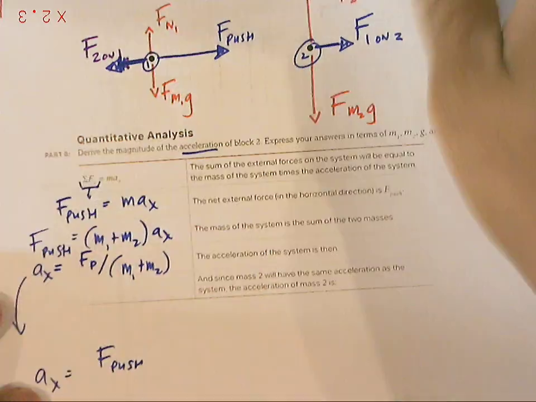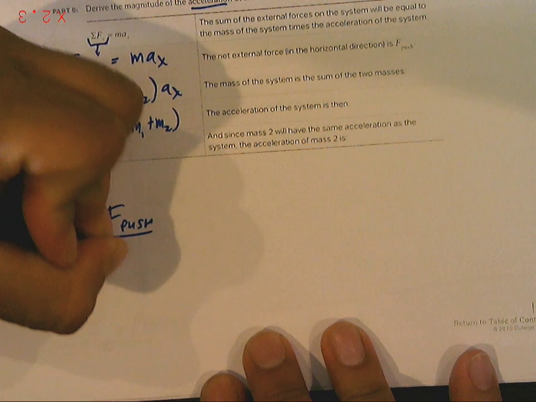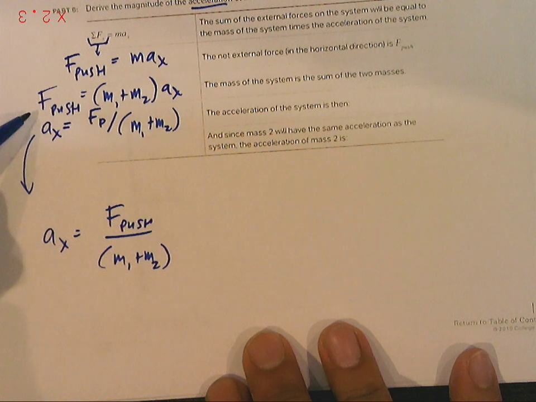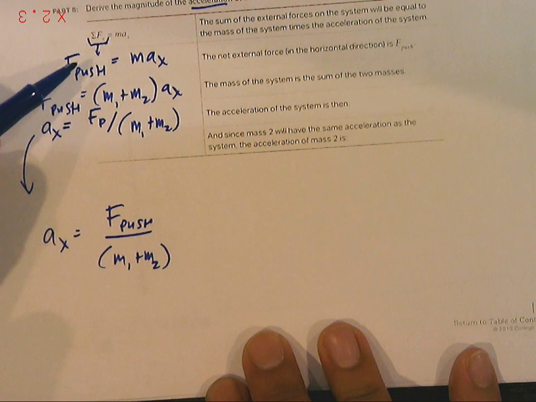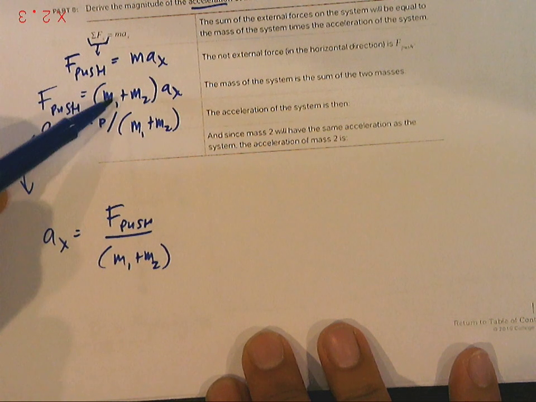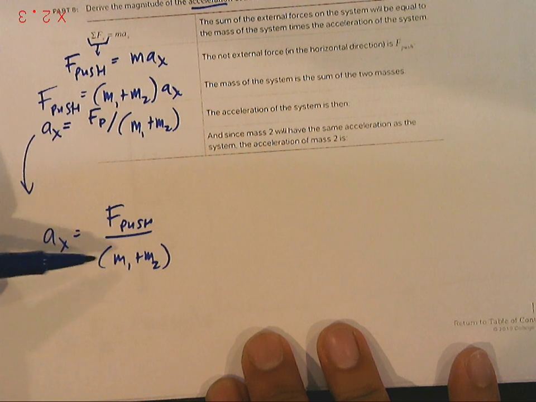Sorry for my head, I just noticed my head was in the way. Divided by m1 plus m2. I'm just rearranging this top equation here that we started with, then got F push, corrected the mass, accounting for both masses, is what the total mass is, and now rearranging to solve for acceleration, a_x, this is what I get.